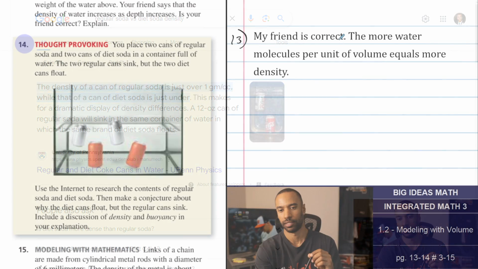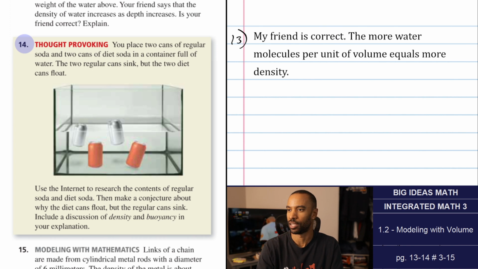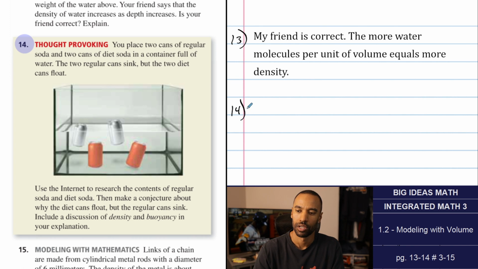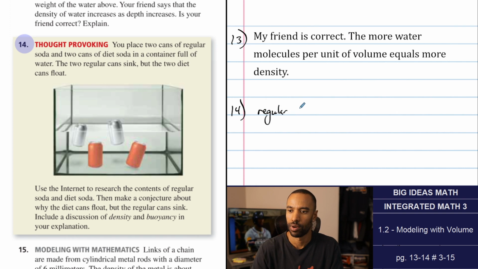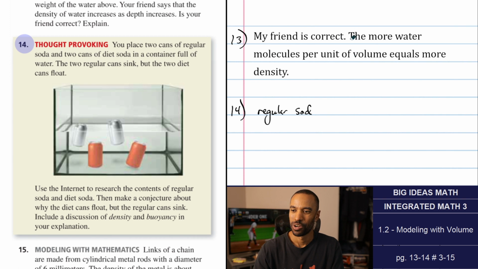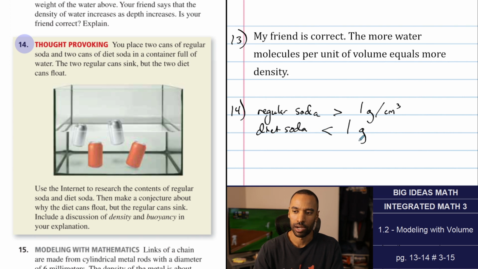So let me go back and start addressing that here. Number 14. Regular soda is greater than 1 gram per cubic centimeter, or cubic milliliter, whatever. Diet soda is less than 1 gram per cubic centimeter, and water equals 1 gram per cubic centimeter.